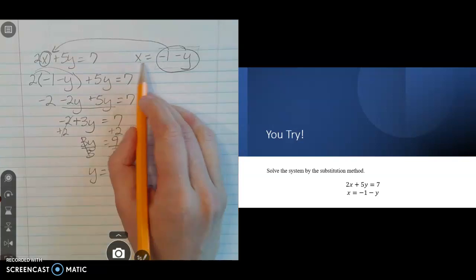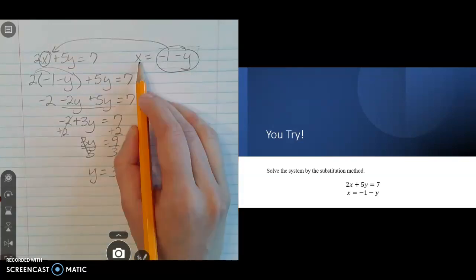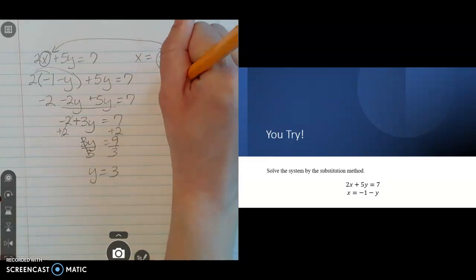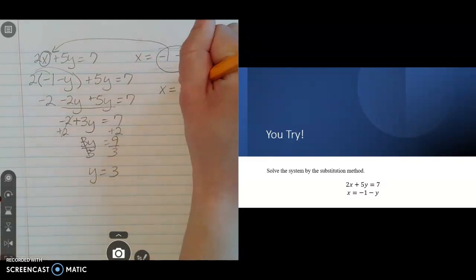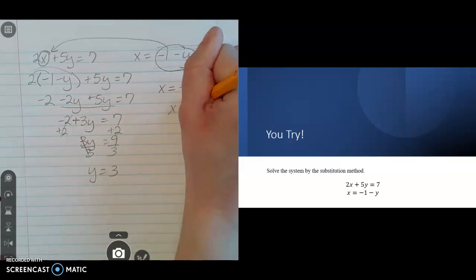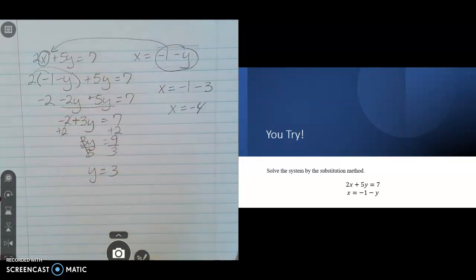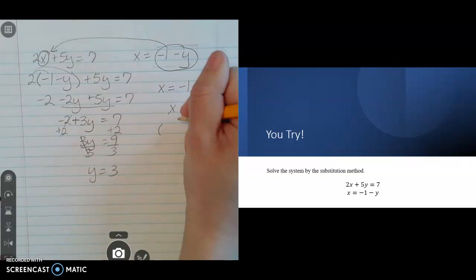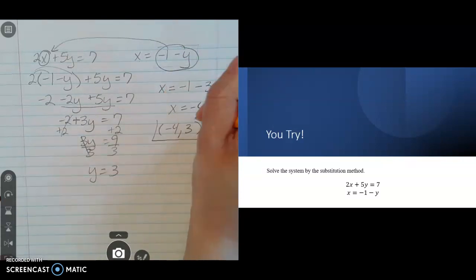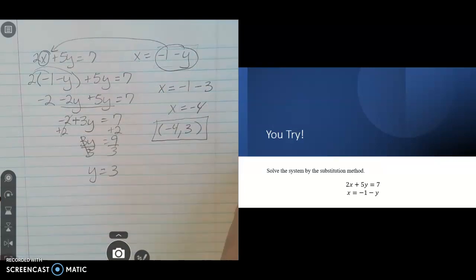I would probably use that second equation since it's already set up x equals, and that seems like a nice starting spot to me. So x equals, we'll have negative 1 minus y, so y value is 3, so I'm going to put a 3 in there for y. So x equals negative 1 minus 3. Well, negative 1 minus 3 is negative 4, so now I have x is negative 4. And we've solved this one. X is negative 4, y is 3, and we can write it as a nice little coordinate, and it's nice and condensed together like that.